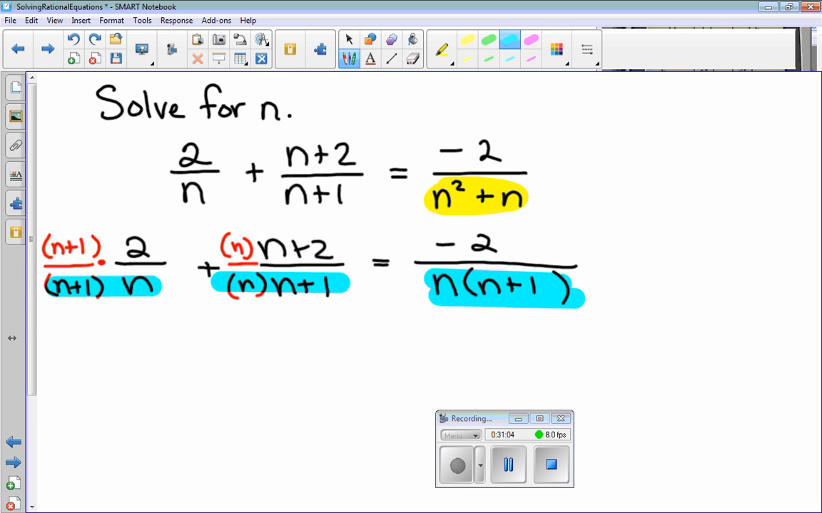Right, 2n plus 2. And n squared plus 2n. Make sure before we go on, I want to make sure you get all your thoughts clear about what I did, because we're going to move on in a minute to finish solving it.